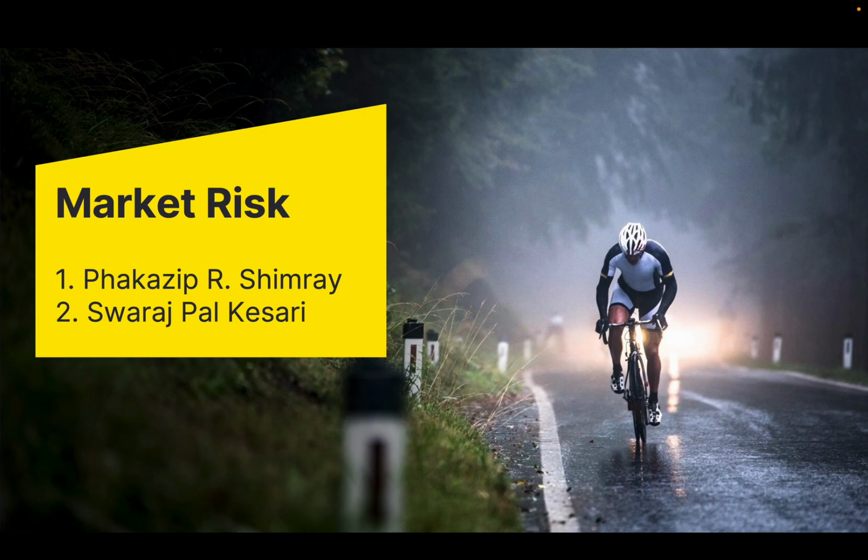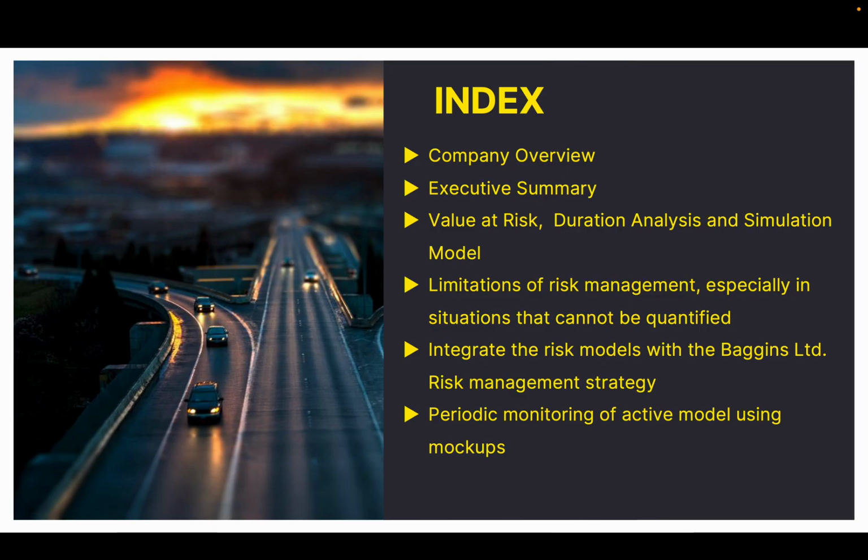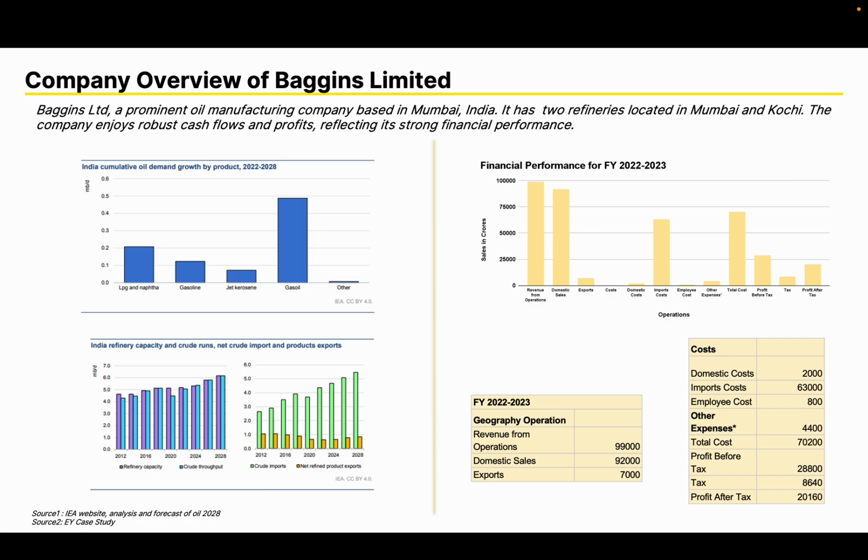Karaj Corporation is here to minimize the 72 crore forex loss that has happened in Baggins Limited this year due to market volatility. We'll be starting off with a company overview and current situation, and then explaining the research done on the models proposed. So this is the financial performance of Baggins Limited this financial year, and the other expenses here include the forex loss that we are looking to minimize.